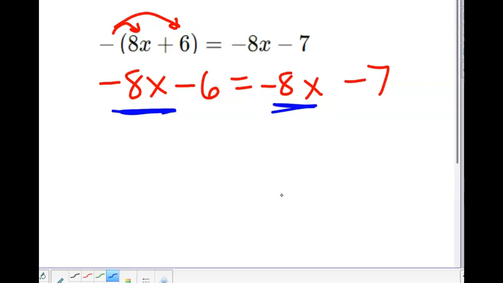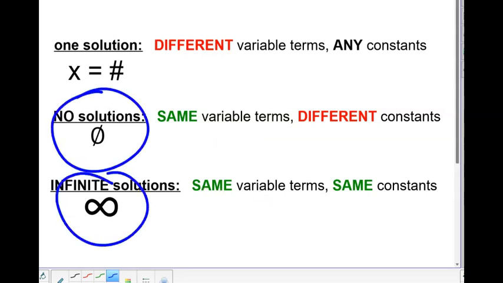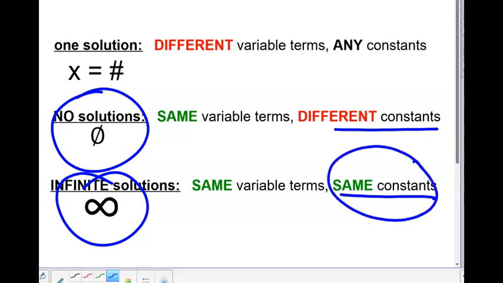Right? We have some variables on both sides, and let's recap those rules. You may want to pause the video, take a minute to look at these rules again. And when you have a single variable term on the left and a single variable term on the right, you've done all of the simplifying that you can. If you have different variable terms, you're going to have one solution. But if you have the same variable terms, you might have one of these special situations. And which one you have depends on the constants. If the constants are the same, you're infinite. If the constants are different, you have no solution.